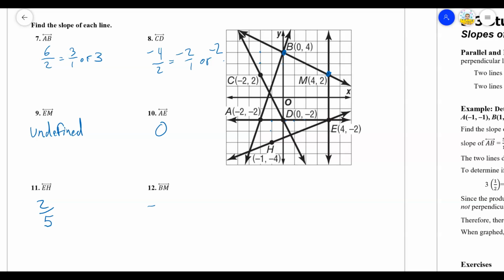How much do I go down? 1, 2, and then I go over 1, 2, 3, 4. So that would be a slope of negative 2 over 4, or negative 1/2. Okay, so you have your graphical approach to slope.